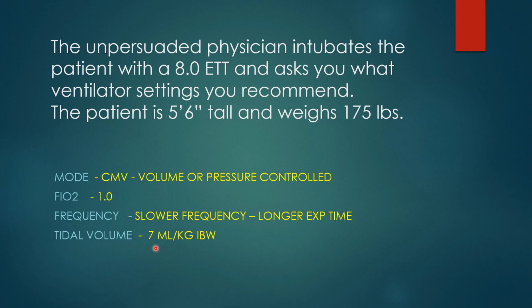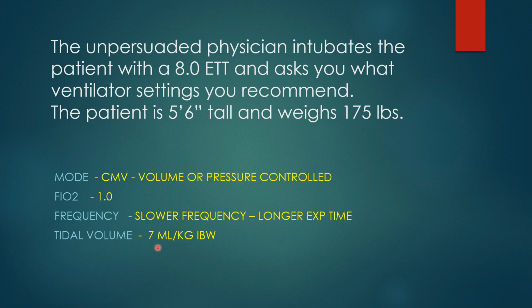And let's say we know we want to give him a tidal volume of between 6 and 8 mLs per kilogram. So we just pick the middle one there. We pick 7 mLs per kilogram. So what tidal volume will we set? Our ventilator is going to want us to deliver the tidal volume in mLs, not mLs per kilogram. So we're going to have to do a little math and figure out this guy's ideal body weight.